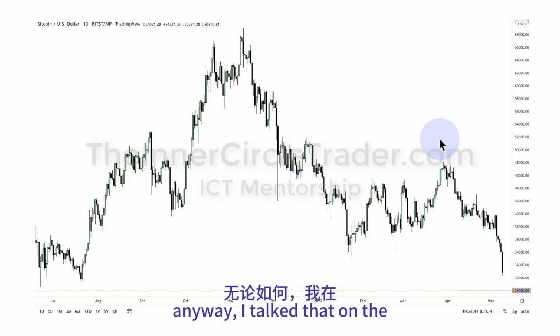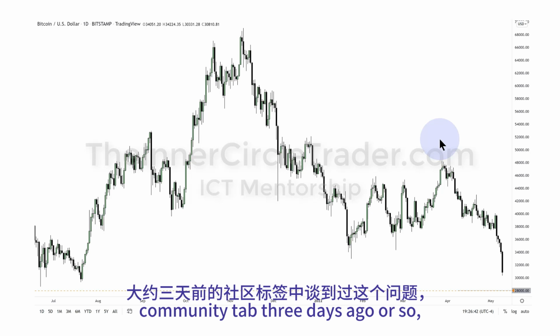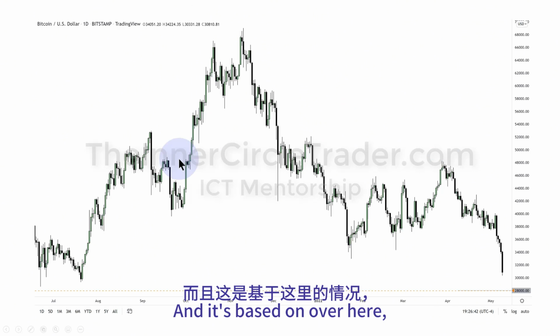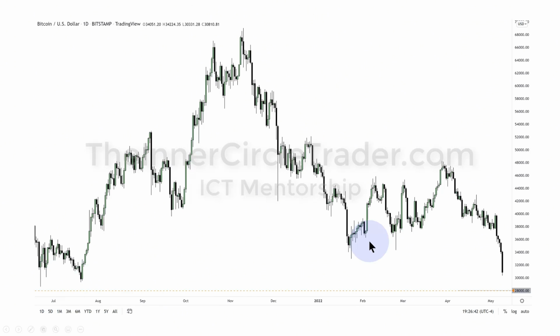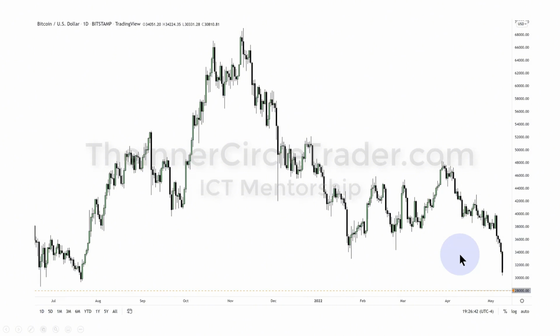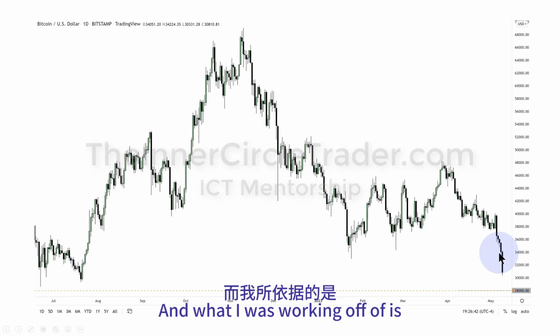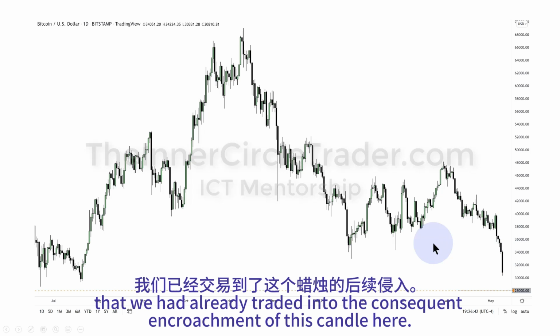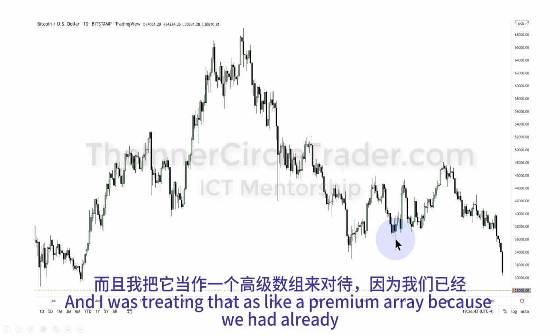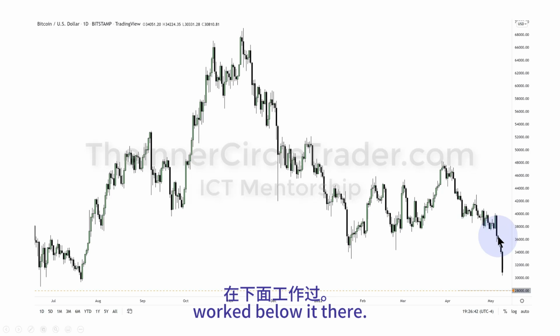So anyway, I talked about that on the community tab 3 days ago or so, mentioning that 28,000 was likely, and it's based on over here we have the relative equal lows. In the last 3 days, we've really come off the range in here. And what I was working off of is the fact that we had already traded into the consequent encroachment of this candle here. And I was treating that as a premium array because we had already worked below it.